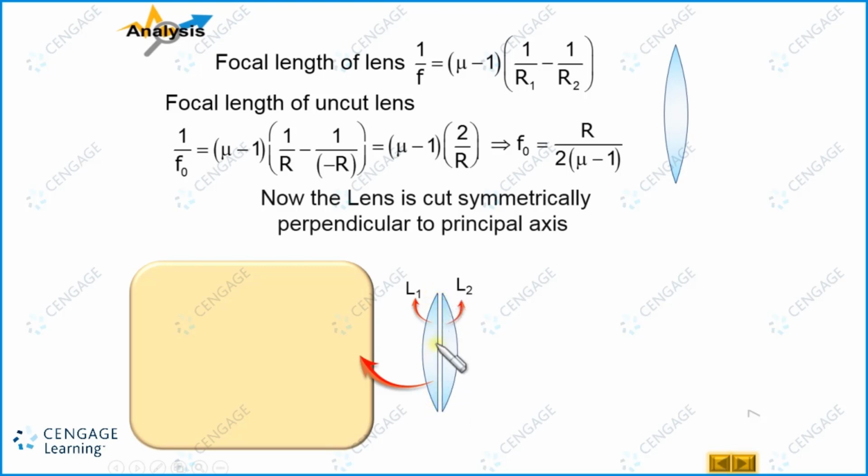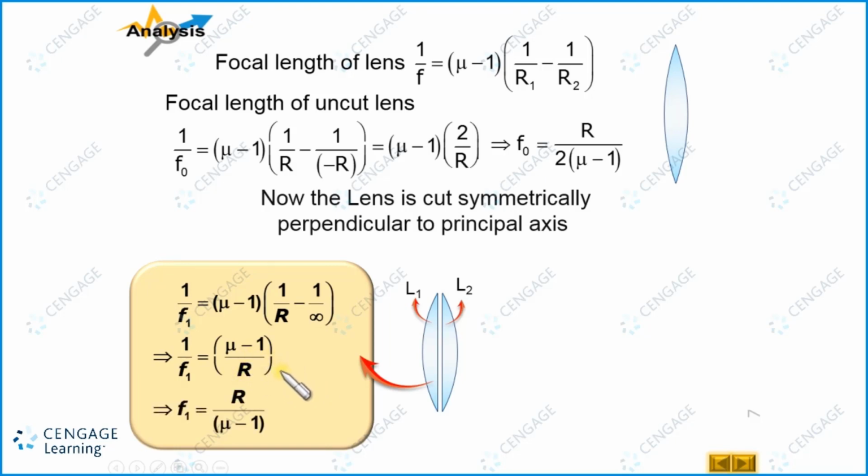The radius of curvature of the plane surface is infinite, and the radius of curvature of this is capital R, and the center of curvature will lie on the right hand side. That means we will measure from left to right. That means capital R for this surface is positive and for this surface is infinite, and the refractive index will be the same. So this focal length, let us call this f1. 1 upon f1 equal to mu minus 1 times (1 upon r minus 1 upon infinite). 1 upon infinite equal to 0. So 1 upon f1 equal to mu minus 1 divided by r, right?